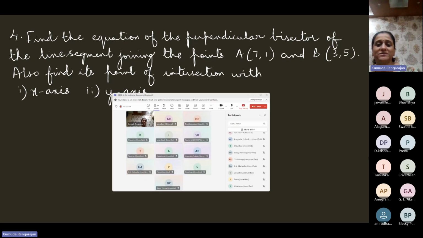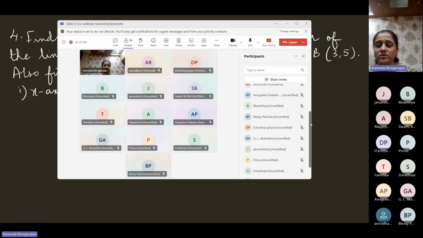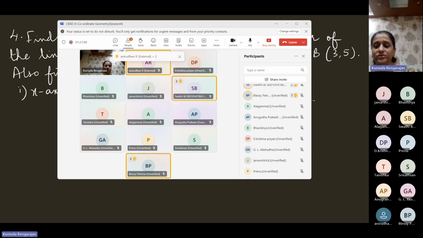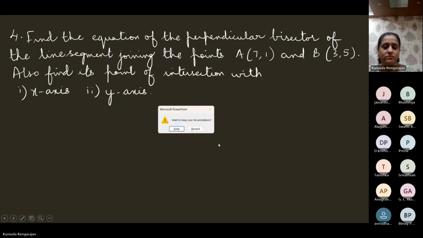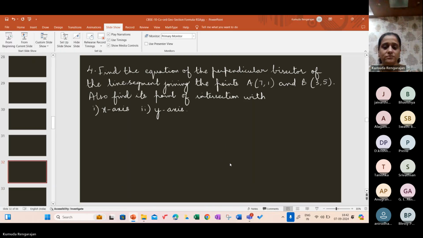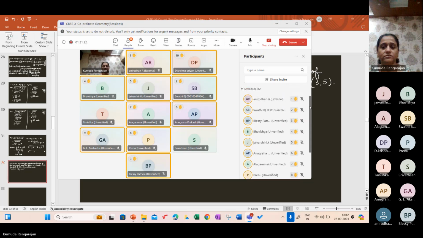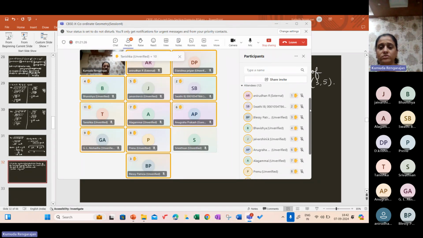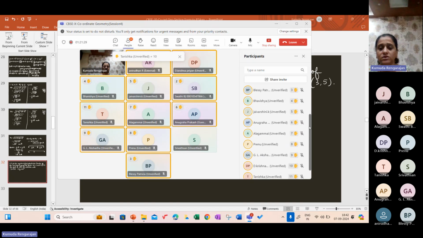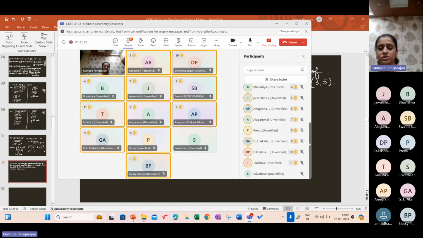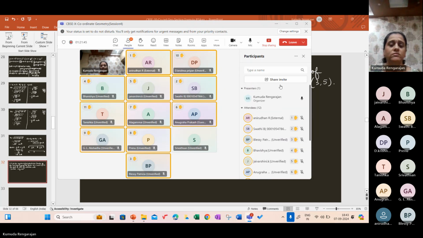No response. Okay. So are we all there, children? Raise your hand. Children, use the emoji, raise your hand. So Aniruddhan, Swati, Blessy, Bhavishya, Jayavarshini, Anugraha, Agarmai, Renu, Akshaja, Krishna Priyan, Tanishka, and Srivatsan. All right.